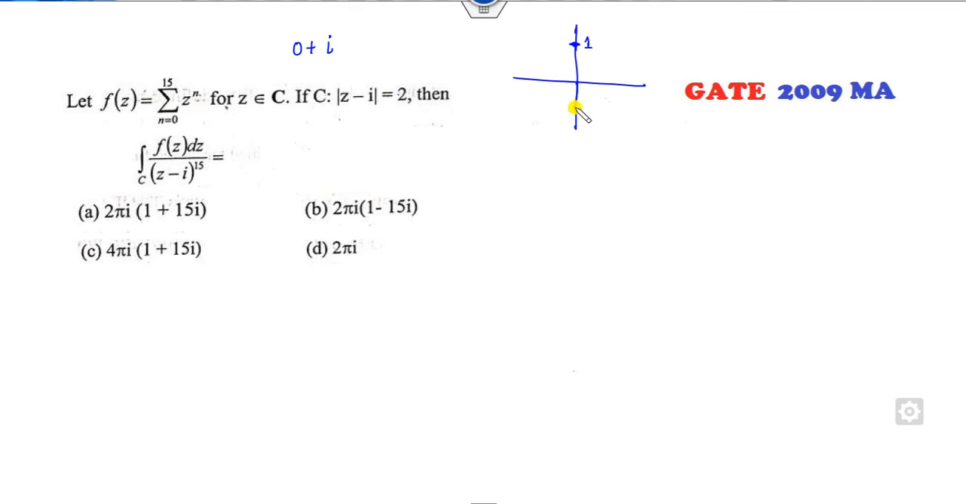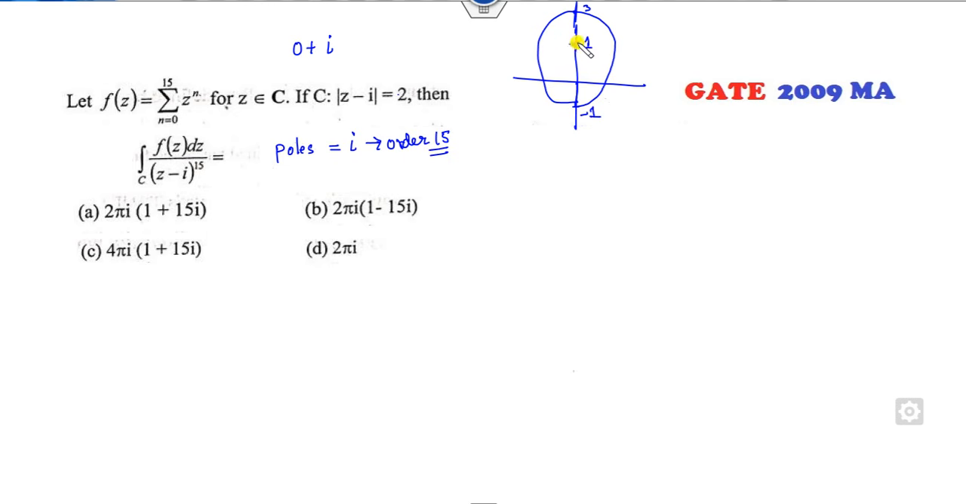So the circle runs from -1 to 3. Fine. This is my 3, this is my -1. Now you can find the pole of this. The pole will be iota. The order is 15. Fine.